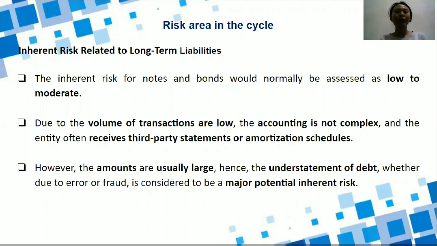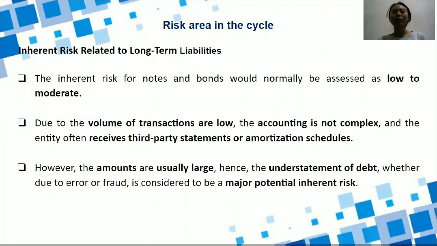Okay, here I already divided the inherent risk into 2 different categories. The first one is that the inherent risk for notes and bonds would normally be assessed as low to moderate. This is because the volume of transactions is low, which is infrequent, and also the accounting is not complex. And the entity also often receives third-party statements or amortization schedules, for example, from their independent trustee.